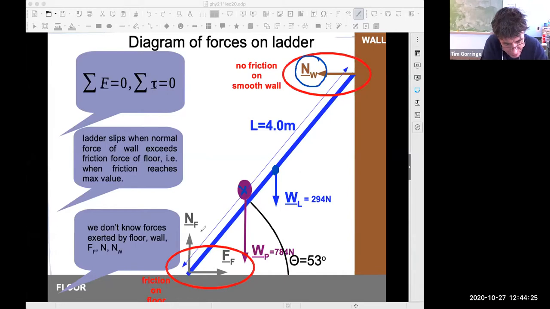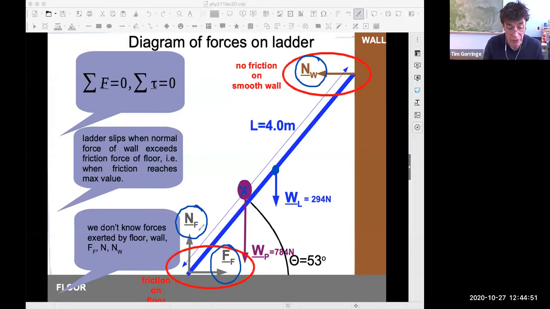Downstairs here, the ladder's on the ground and there is friction, there must be friction. So I drew both the normal force of the floor, called it N subscript F, and the frictional force of the floor, called it F subscript F. Those are two distinct forces from the floor.